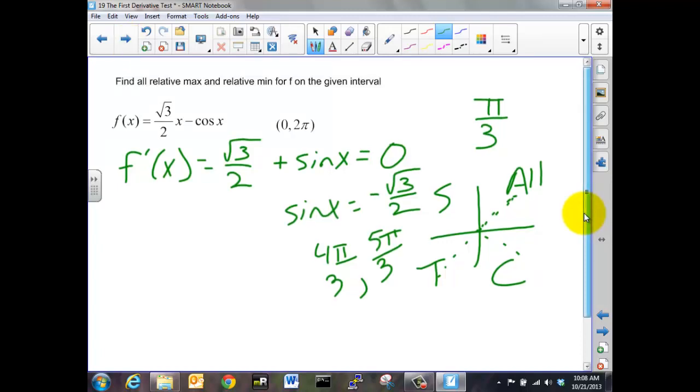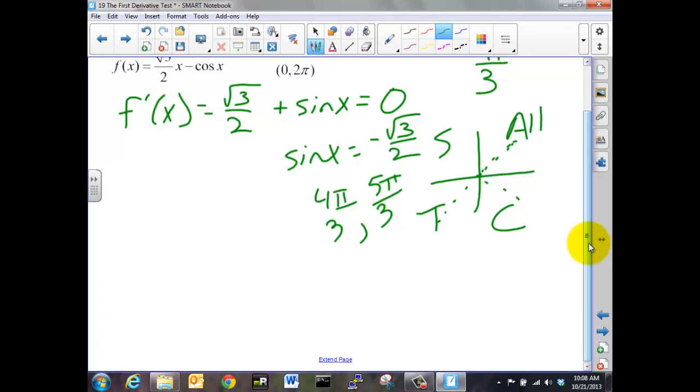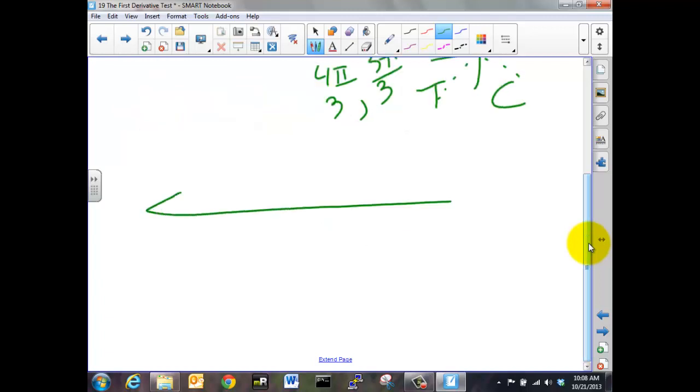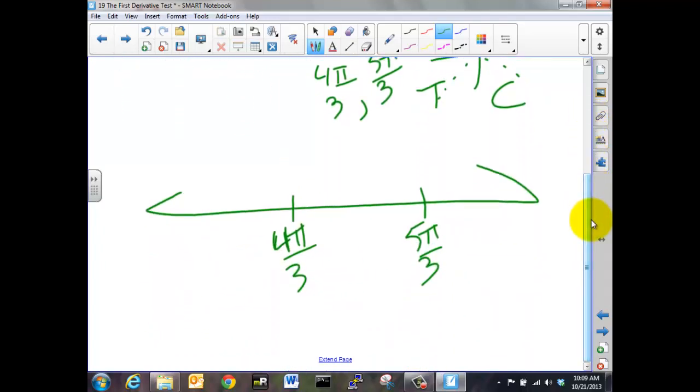So now, have we answered the question? No. All we've done is find two places where the derivative is 0. So what do we have to do now, anyone? Sign line. We've got 4 pi over 3 and 5 pi over 3. And what is our only factor that we have? Sine x plus root 3 over 2. We can't have an equal sign.